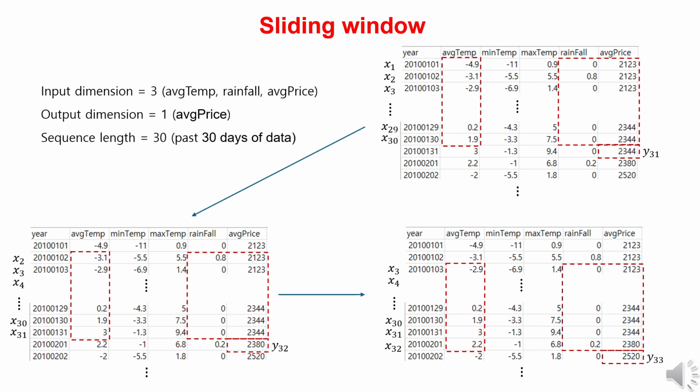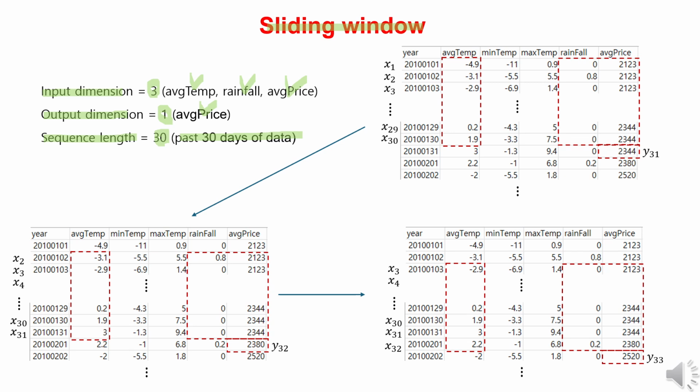This slide visually illustrates how time series data in an Excel file are structured as inputs for RNN and LSTM models. First, the input data consist of three variables: daily average temperature, rainfall, and the average price on the given day, while the output variable is a single value, the average price on the following day. Therefore, the input dimension is 3 and the output dimension is 1. In this example, the sequence length is set to 30, meaning that the model takes 30 consecutive days of past data as one input sequence.